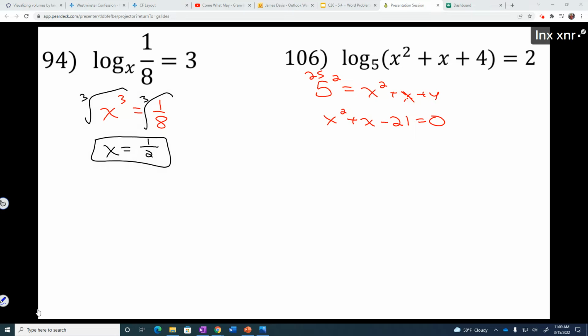Typically, when you have 3 terms like this, you're going to want to try to factor it. You want to try to think, what multiplies to give you negative 21 and adds to give you 1? Well, there's nothing that works because 1 and 21 and 3 and 7 are the only options. So you've got to go to the nuclear option, if you will, and that is the quadratic formula. And if you don't remember it, this is here, quadratic formula.